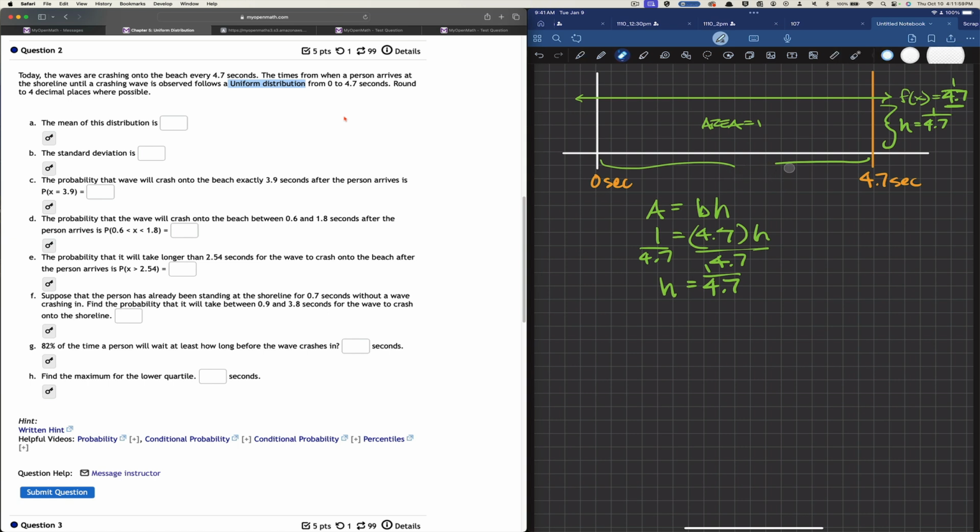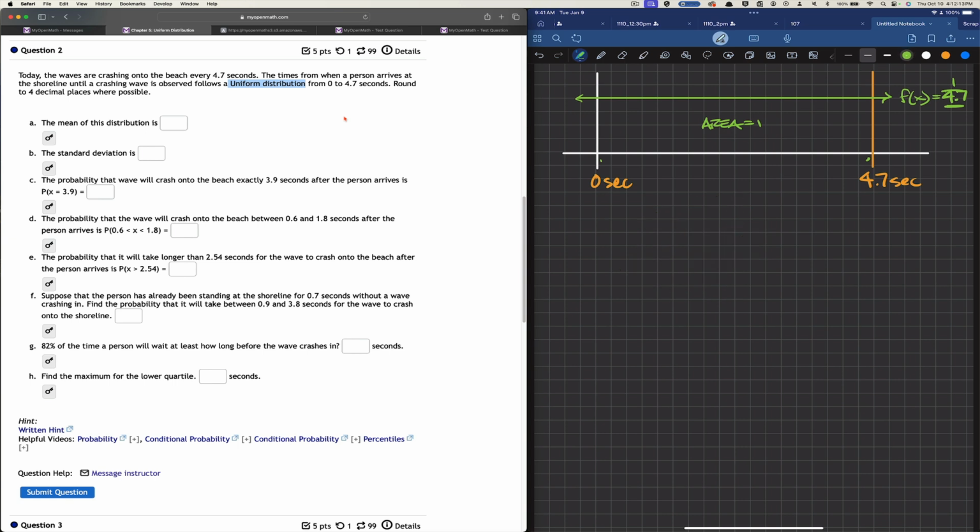Now I'm going to erase this stuff because we're going to need this space later, and it's redundant. Okay. Now, first question: the mean of the distribution is. So we have to calculate the mean. Because it goes from 0 to 4.7, I can tell you that the mean is going to be right in the middle, and we could simply divide 4.7 in half. But that's not always going to work, it's not foolproof.